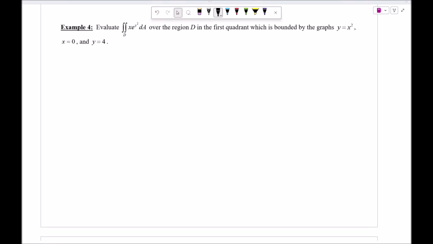All right, now let's go ahead and take a look at example 4. Notice that this example here is just asking us to evaluate a double integral over a specified region D, which is a region in the first quadrant bounded by the graphs of y equals x squared, x equals 0, and y equals 4. Now, I'm actually not going to start doing this question immediately.